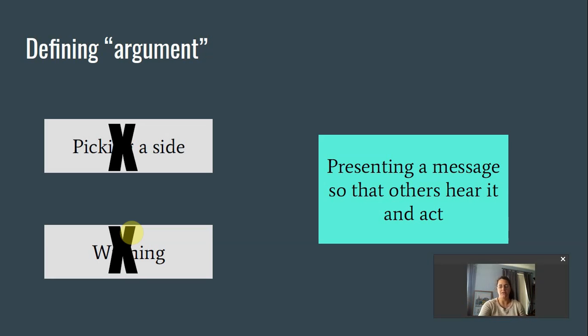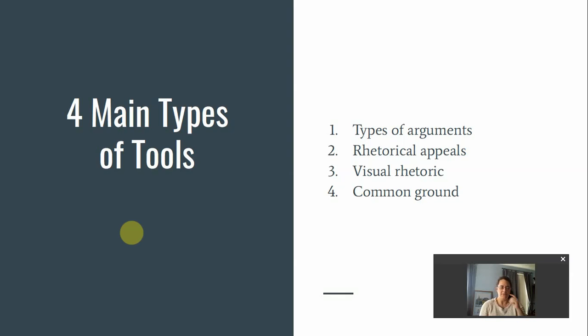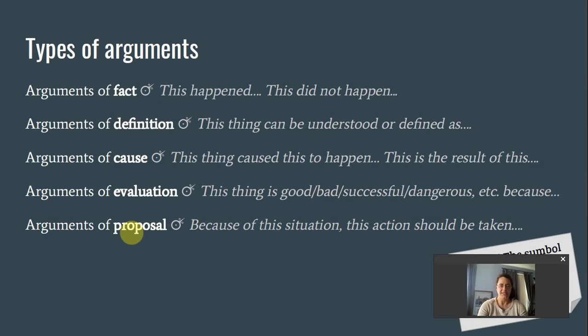This lesson is going to cover four main tools of arguments: types of arguments, rhetorical appeals, visual rhetoric, and common ground. It's going to be pretty quick, but I'll point you to some more resources where I can. First of all, the types of arguments. There are several main types of arguments: arguments of fact, definition, cause, evaluation, and proposal.